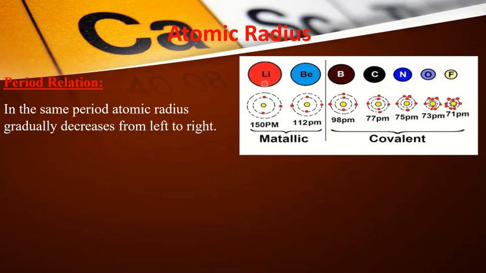Look, in the same period, with increase of atomic number, one electron is added on the valence shell. There are 2 shells, but for lithium there is only 1 electron on the second shell. For beryllium, there are 2 electrons on the second shell. For boron, there are 3 electrons. For carbon 4, nitrogen 5, oxygen 6, fluorine 7, and neon, there are 8 electrons on the valence shell. Is it only the electron that is increased on the valence shell?